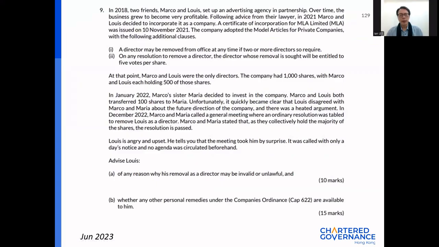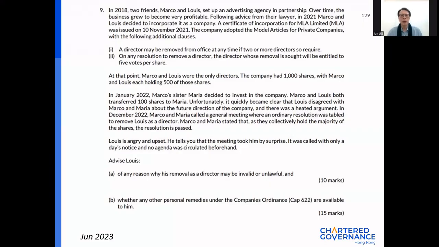Okay, let's now look at question number 9 of the June 2023 paper. So here we have two friends, Marco and Louis. In 2018, they set up an advertising agency in partnership. Over time, the business grew to become very profitable. Following advice from the lawyers, they decided to incorporate it as a company. So you can see here, very similar to a quasi-partnership situation, but let's keep reading and see what's going on.